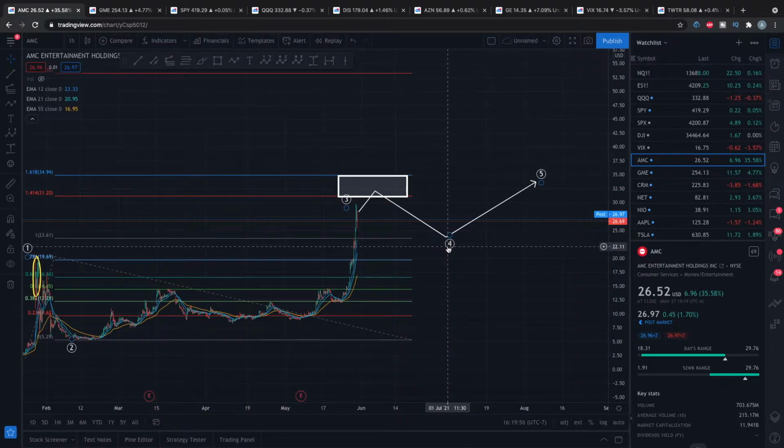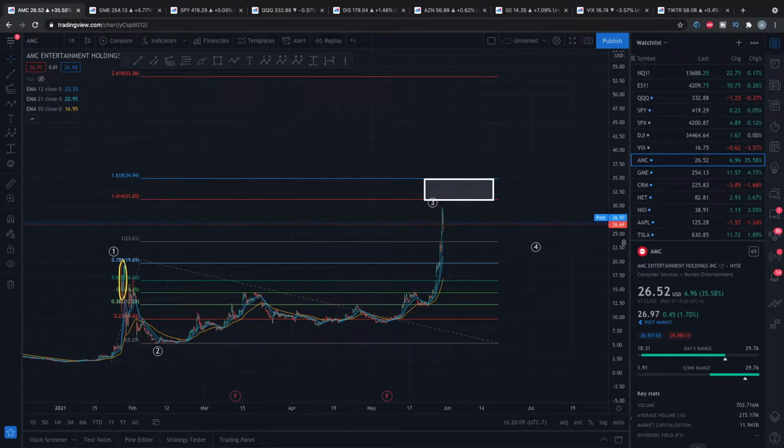Because first of all, like I said, the options are overpriced, so theta decay is extremely high at the moment. So you do not want to be holding. You're going to lose most of your profits on this wave 4 downwards. So yeah, be sure to sell your position if you're currently in it. And that's my take on AMC.